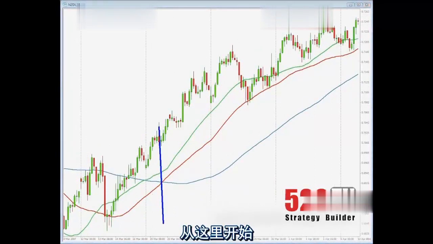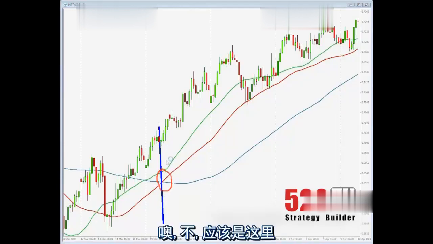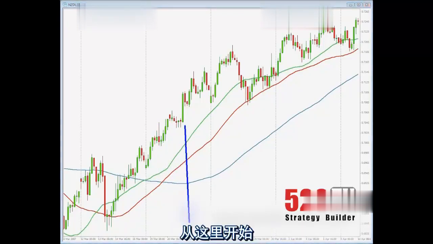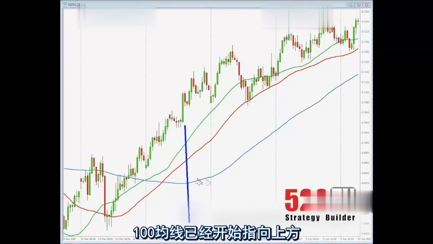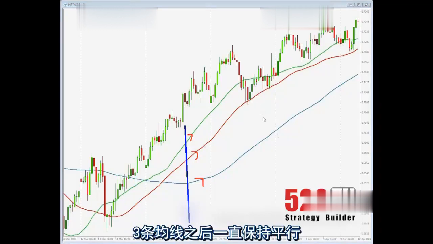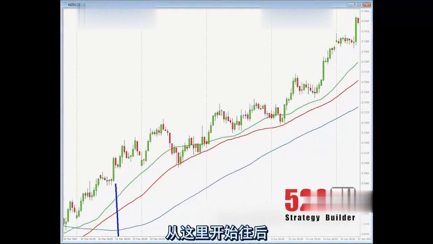At that point, right at this point, the moving averages begin to fall in order. Actually, not yet there, because the 100 was not still pointing up at this level. At this level, the 100 was already curling up, all of them pointing in the same direction, all of them parallel to each other. No crossover so far, all the way from this point onwards.